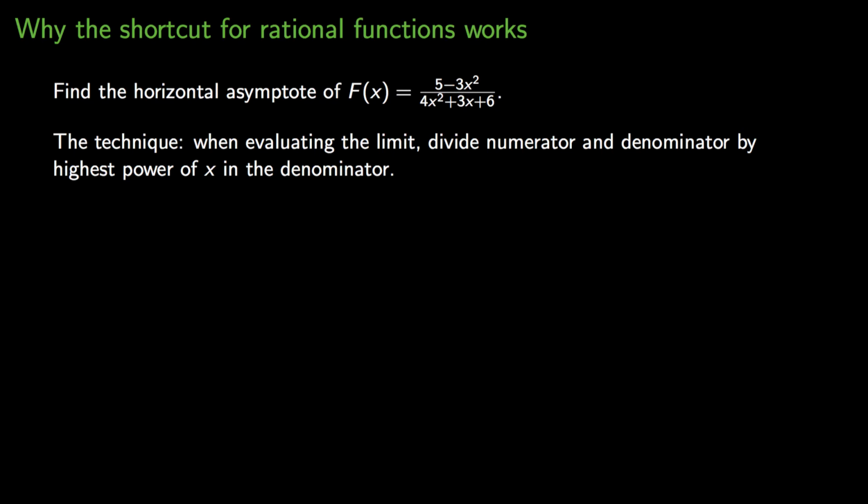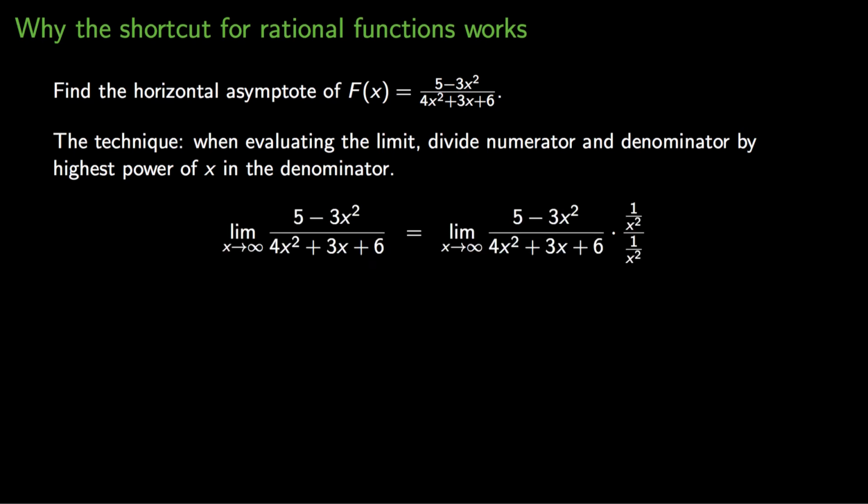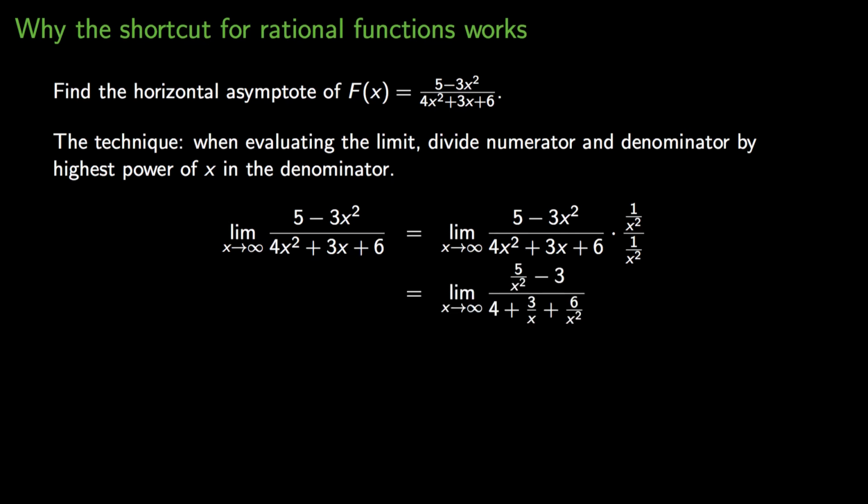When we are evaluating the limit as x approaches infinity, what we're going to do is divide the numerator and denominator by the highest power of x in the denominator. And this is what that looks like. The highest power of x in the denominator is 2. There's an x squared. And so we are going to multiply on top and bottom by 1/x². Now don't forget that you have to distribute, right? You have to distribute that 1/x² over the 2 terms on the top and the 3 terms on the bottom. And this is what that looks like. You get the limit of 5/x² minus 3 over 4 plus 3/x plus 6/x².